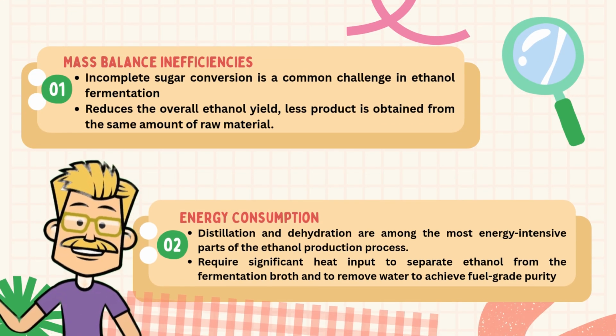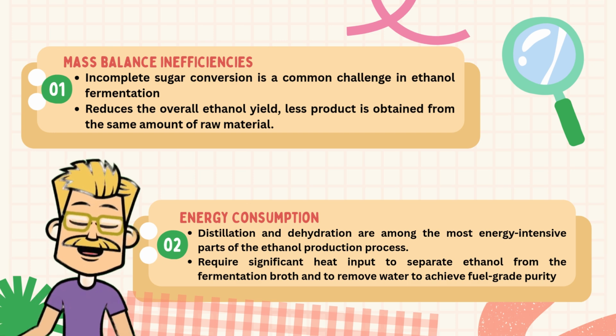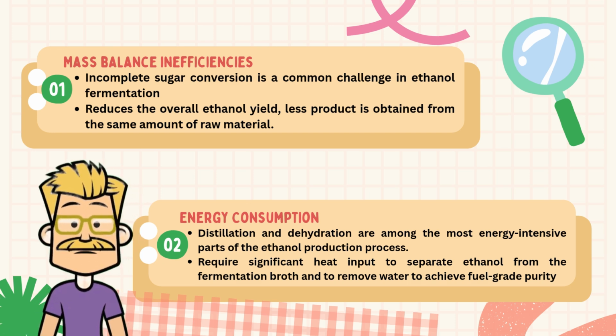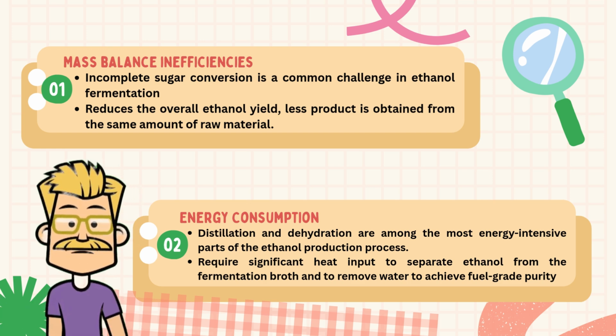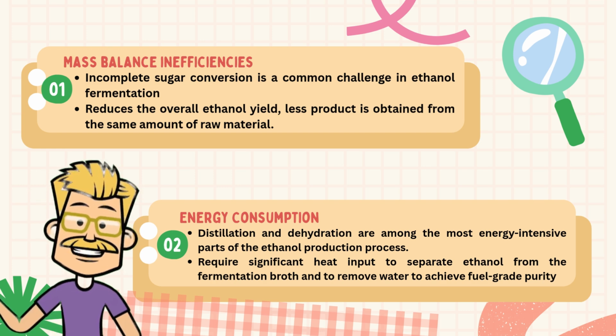Let's talk about some key challenges in ethanol production. One major issue is mass balance inefficiency. During fermentation, not all the sugar is converted into ethanol. This means that some of the available raw material like glucose remains unused.